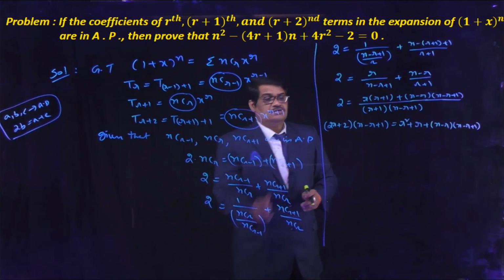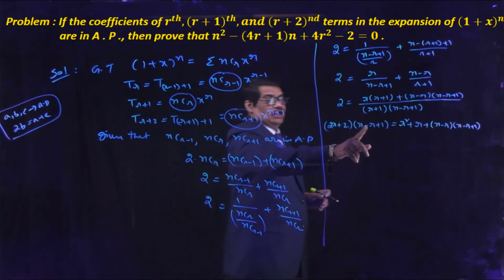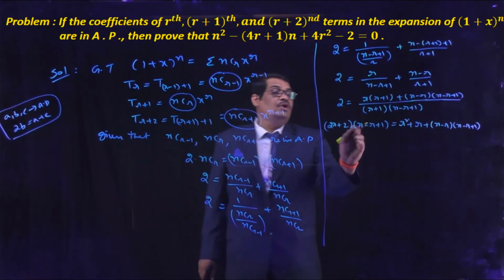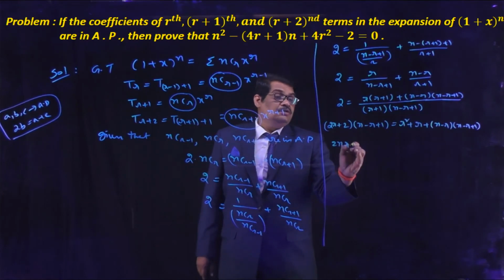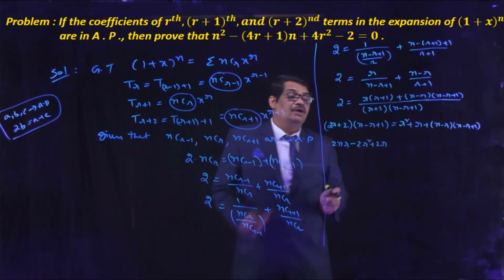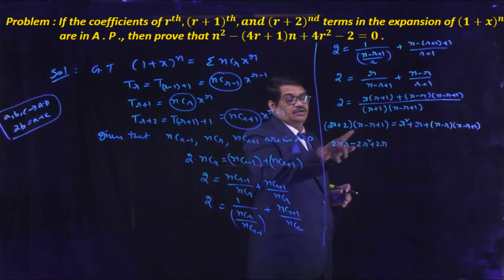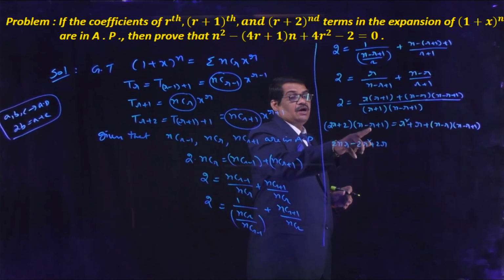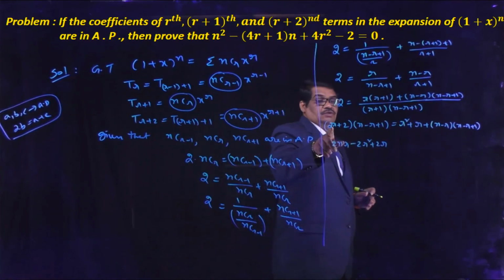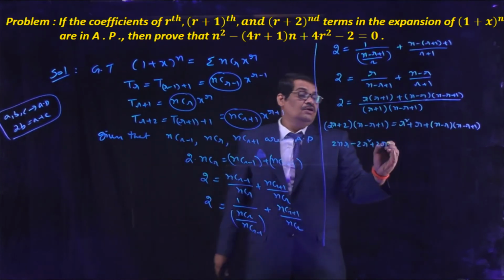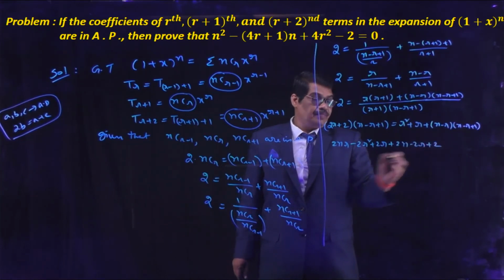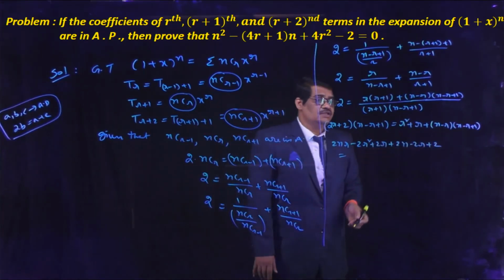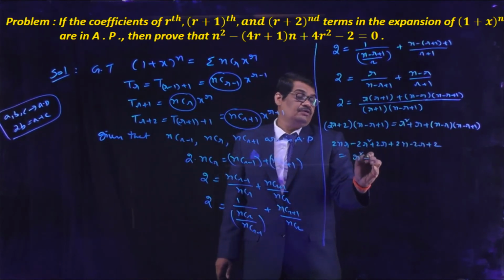Okay, now we are simplifying (2r plus 2) into (n minus r plus 1). Multiplying by 2r: 2r into n is 2nr, then minus 2r into r is minus 2r square, and 2r into 1 is 2r. Now multiplying by 2: that is 2n minus 2r plus 2, is equal to, on the RHS side, r square plus r.